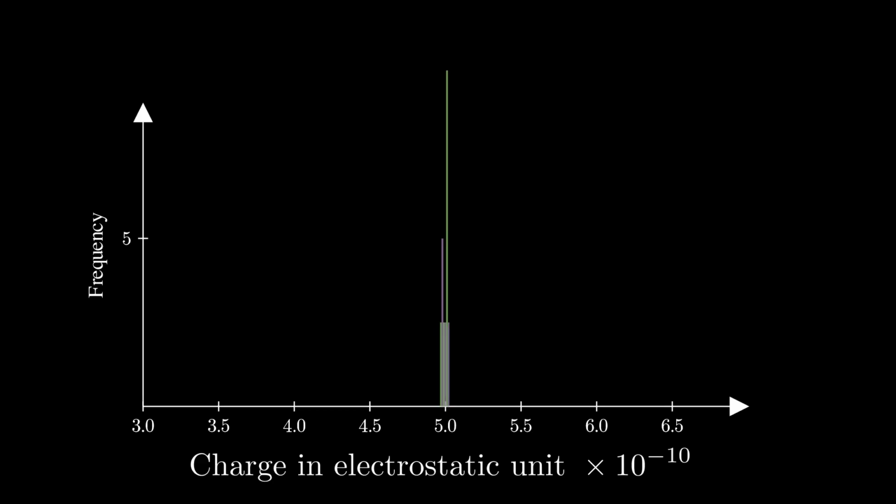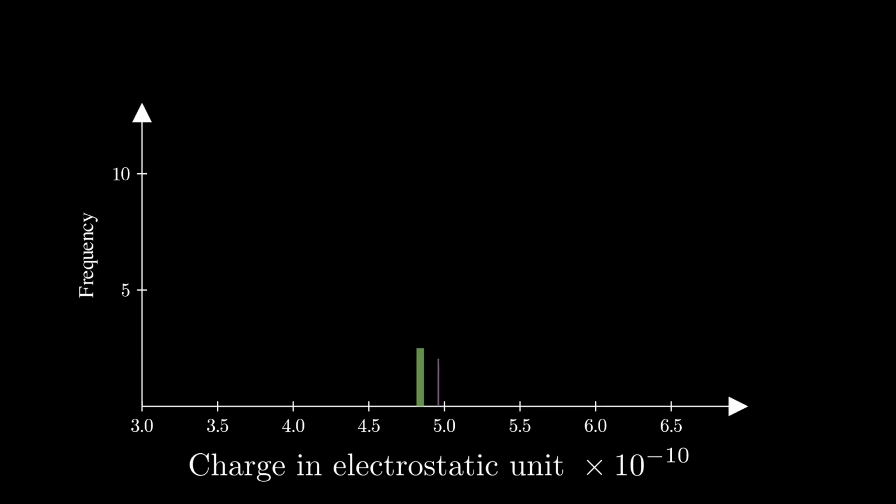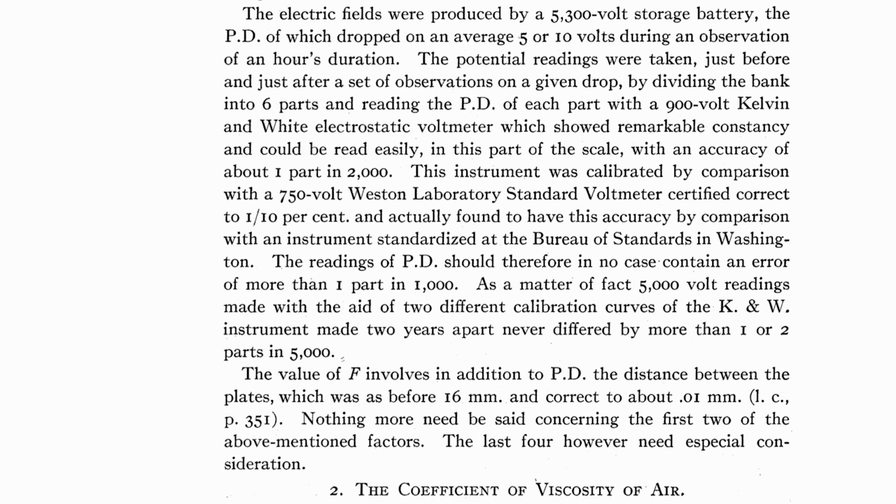Now if I plot the charges of the electrons obtained for each particle based on Millikan's data, the distribution typically shows a peak at a certain value, representing the most probable charge. The spread of the distribution, or standard deviation, indicates the uncertainty in the measurements. Millikan used the electrostatic unit to report the charge because it was the standard in centimeter, gram, and second.